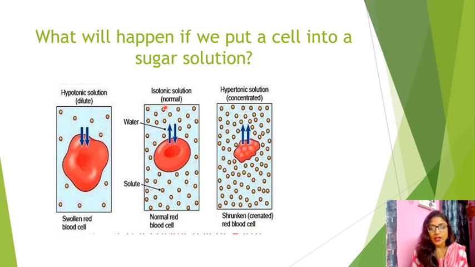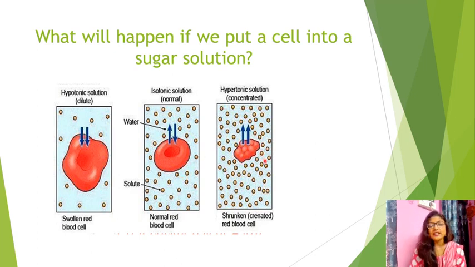In the case of the normal solution, the outside water concentration is quite equivalent to the concentration present inside the cell. That means the water concentration outside the cell and inside the cell are equal. So the water particles will not move from one side to another.